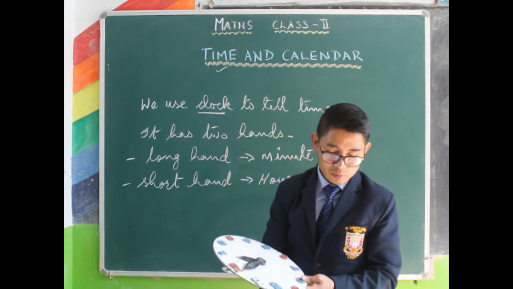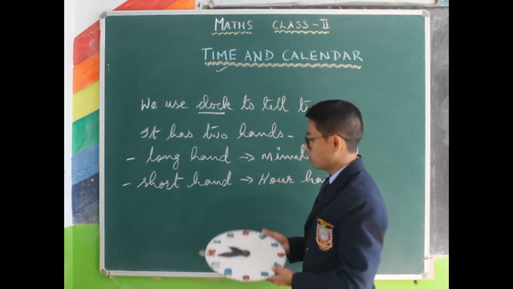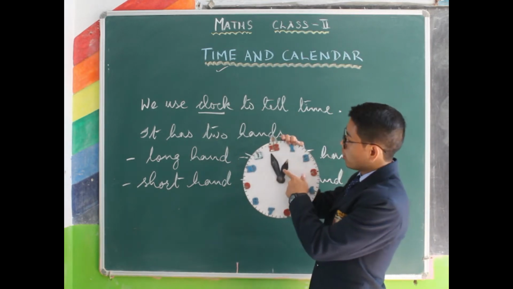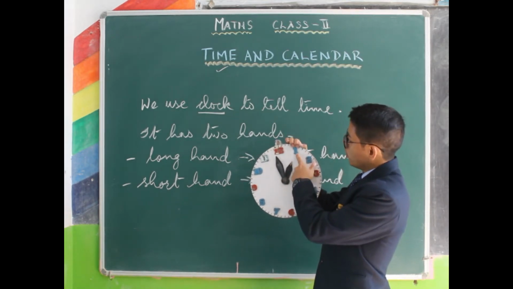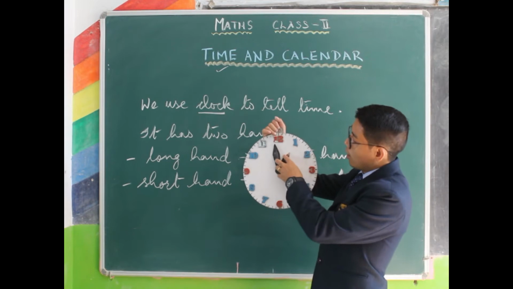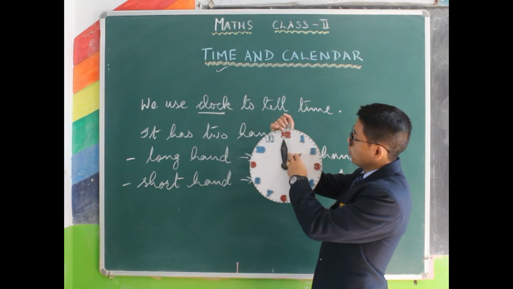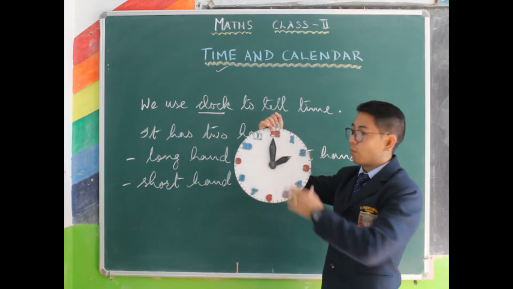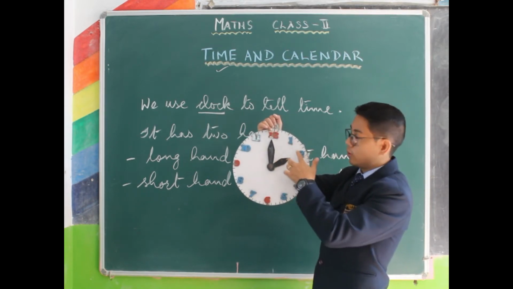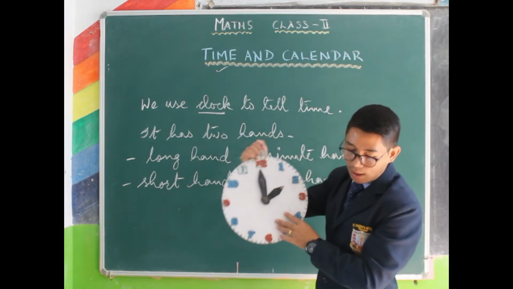The hour hand moves from one number to the next number in 1 hour. So which one is our hour hand here? The short one. Right now the short hand is at 1. When it moves from 1 to 2, only the short hand, that means it is 1 hour. When the short hand moves from one number to another, it has taken 1 hour.